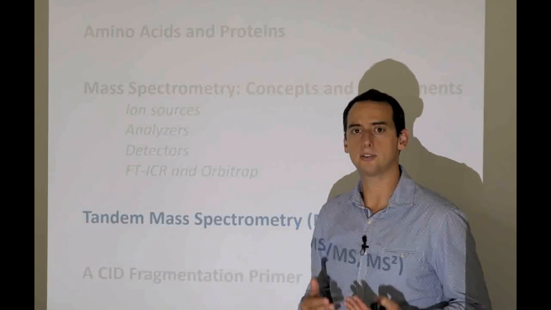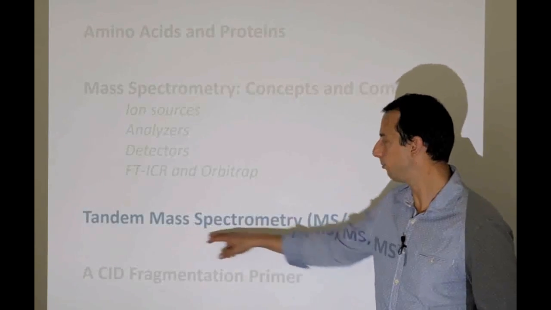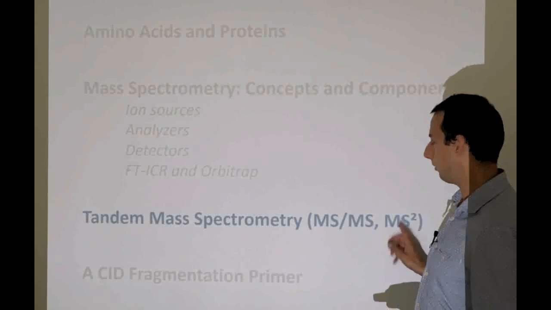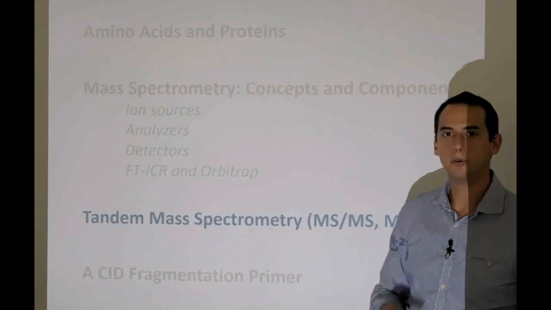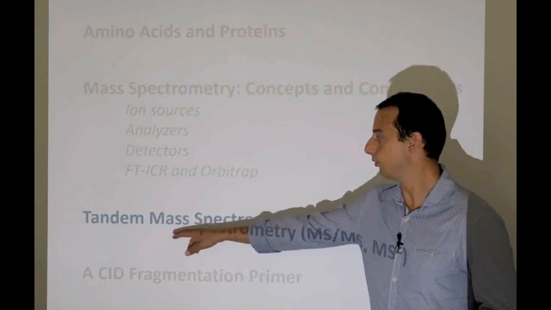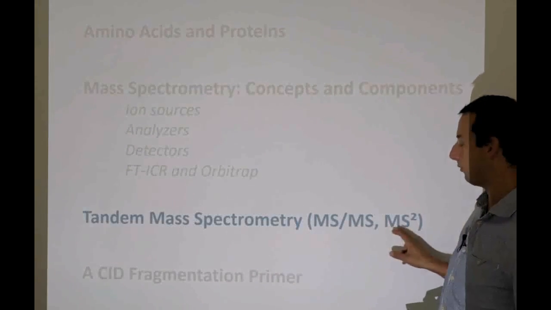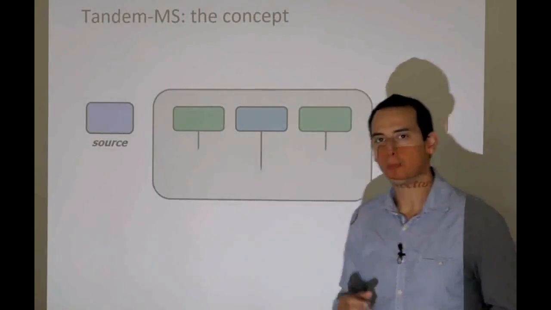Now we're going to look at some interesting new ways of doing mass spectrometry. And the most important one of those is tandem mass spectrometry, or MS/MS, or MS squared. Now, tandem mass spectrometry is meant to break an analyte and then analyze the fragments. And the reason why it's called tandem mass spectrometry, or in this case shorthand MS followed by MS, or MS squared, is very obvious, and we'll look at it right now.